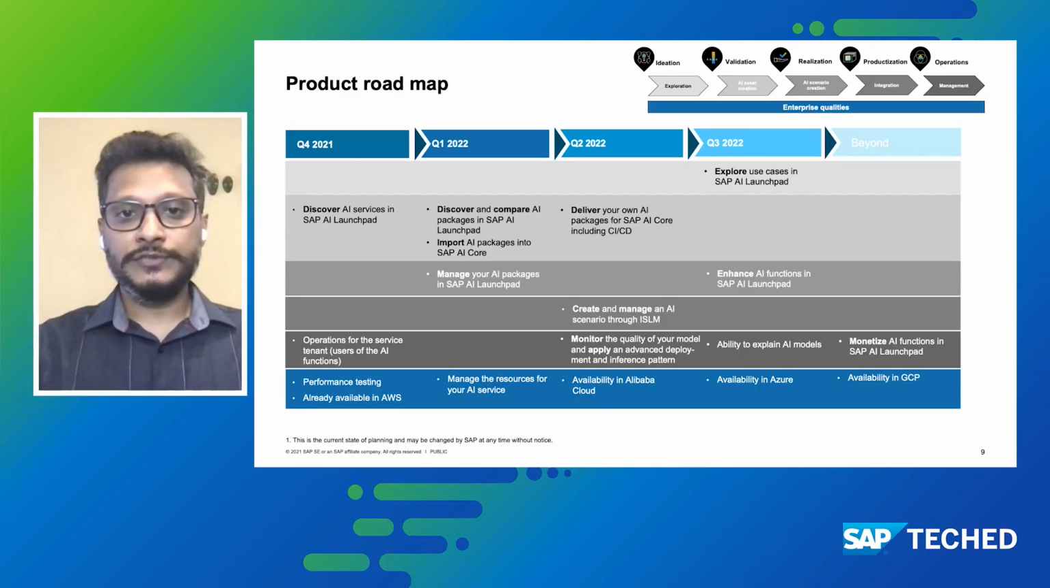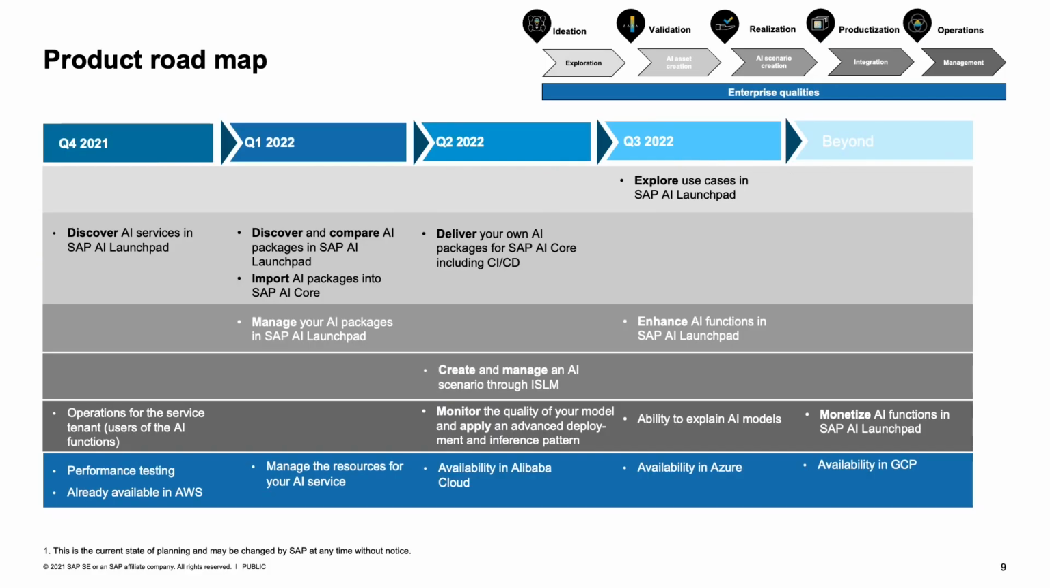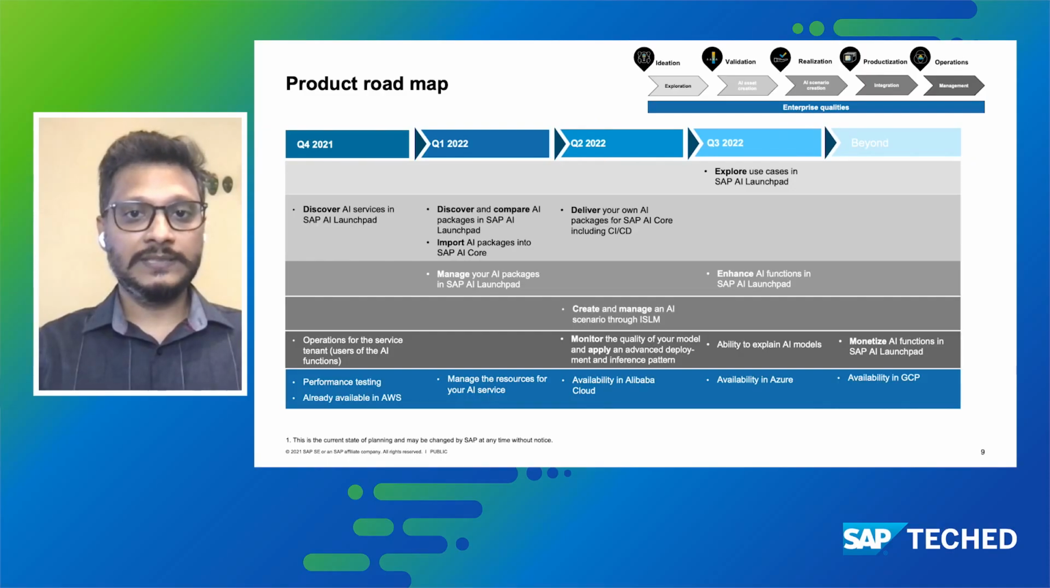Let's take a quick look at the roadmap of AI Core and Launchpad for the next few quarters. Our roadmap is designed with a few stages in mind, such as ideation, validation, realization, productization, operation, and finally fulfilling required enterprise qualities. Starting with Q4 2021, on the validation side, we want to discover AI services in SAP AI Launchpad. On the integration, we have operations of service tenants. And finally, in the enterprise quality, we want to have performance benchmarks and support AWS as one of the deployment landscapes. For Q1 2022, we would like to validate, discover, and compare AI packages and import AI packages into AI Core and realize AI packages in SAP AI Launchpad.